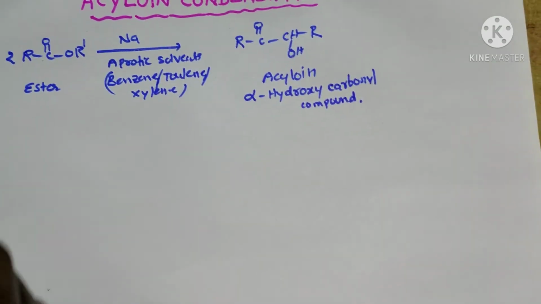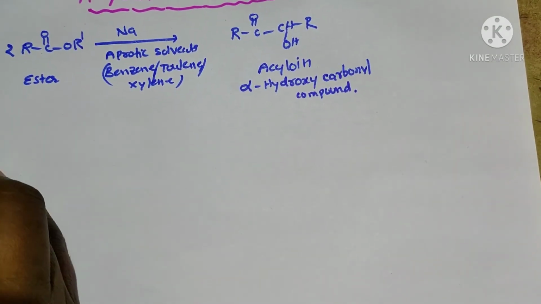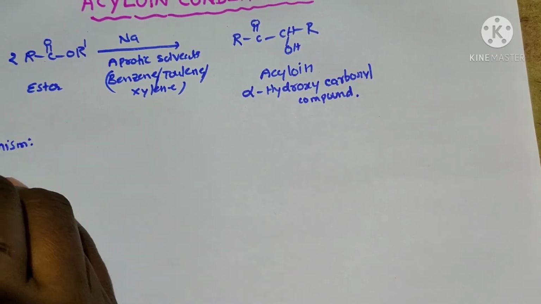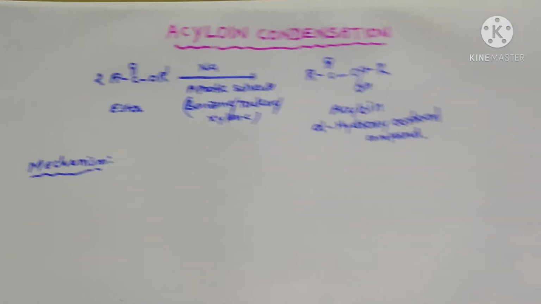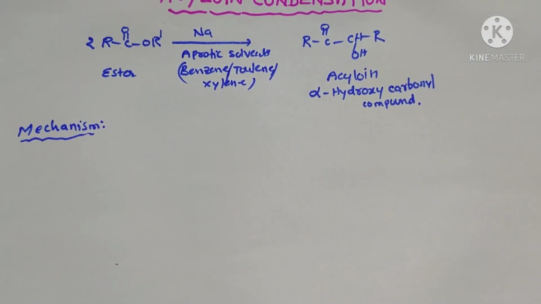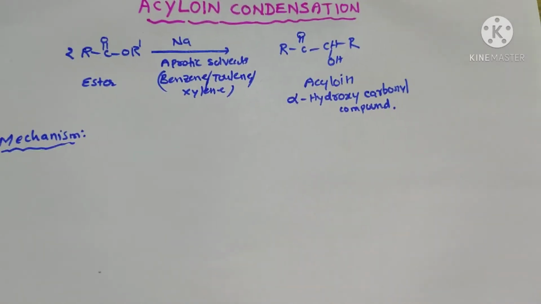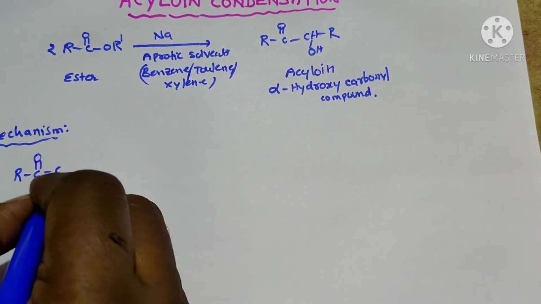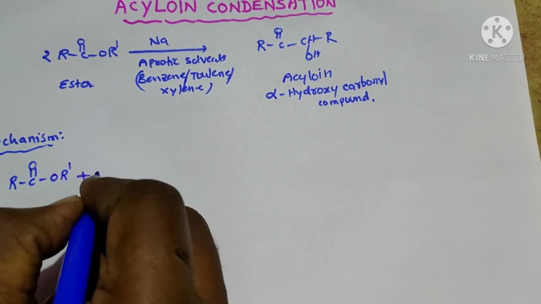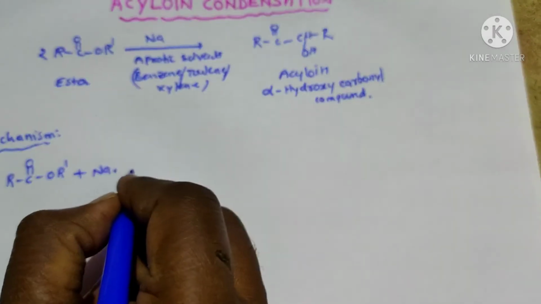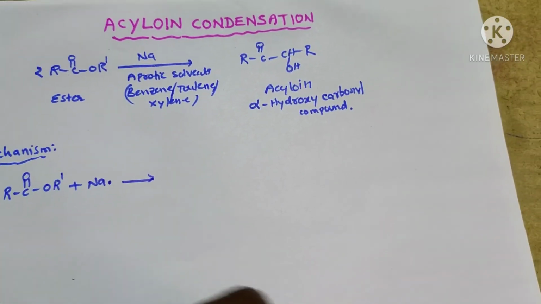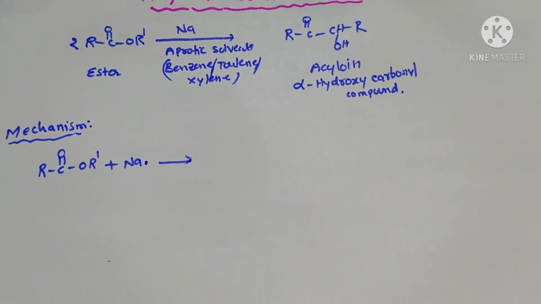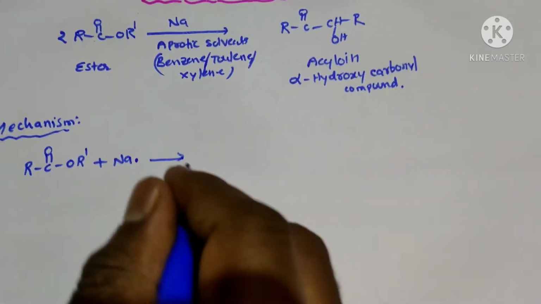Now we go for the mechanism. The actual mechanism is not yet established, but a radical mechanism is proposed for this one. Sodium metal gives its electron to the ester. As a result, we get the intermediate in which carbon exists as the radical and oxygen exists as the anion.